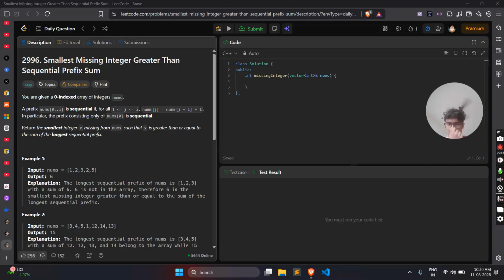Okay, so a prefix nums[0..i] where j is less than or equal to i. So it means for every i, every nums[j] is always equal to the previous element plus one, right? So for this, the sequence is 1, 2, 3. Return the smallest integer x missing from nums such that x is greater than or equal to 7.